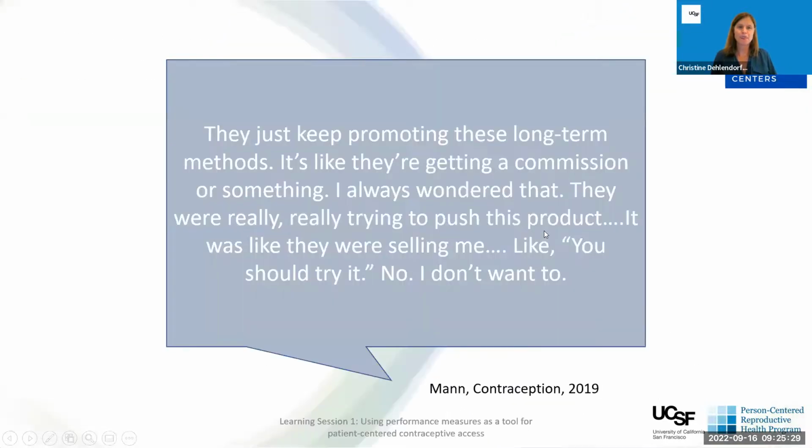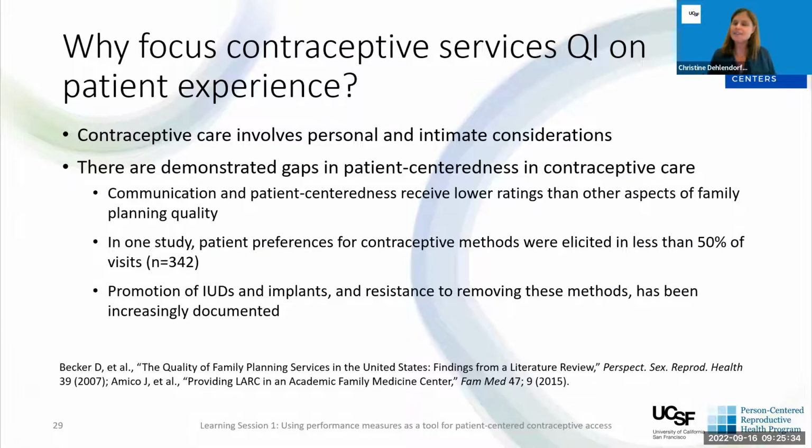Next slide. Okay, and so, no, sorry, back. In the context of contraception, patient experience, as I already said, is incredibly critical. So these personal and intimate considerations I already talked about. In addition, there are documented gaps in patient-centeredness in contraceptive care. So we know that, for example, communication and patient-centeredness have lower ratings than other aspects of family planning quality. For example, things like access to appointments or physical comfort were other aspects of quality that were measured in this study, but communication and patient-centeredness received lower scores.